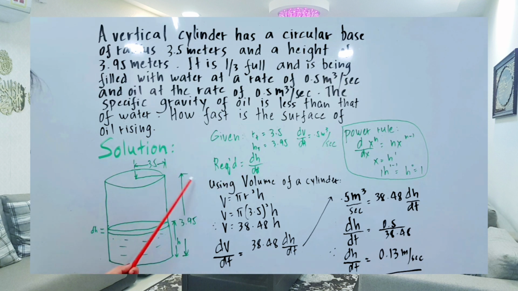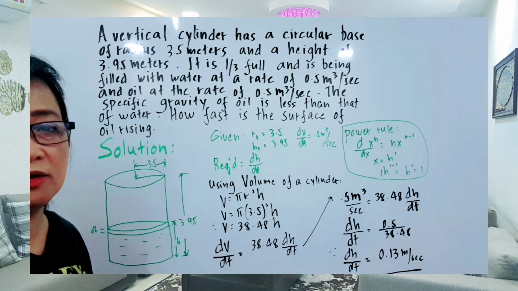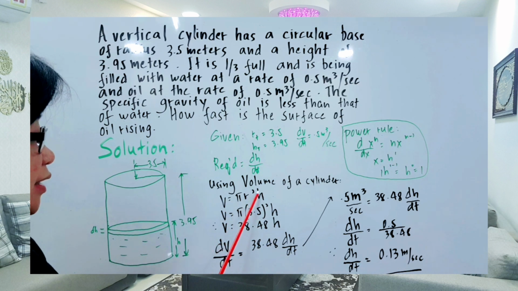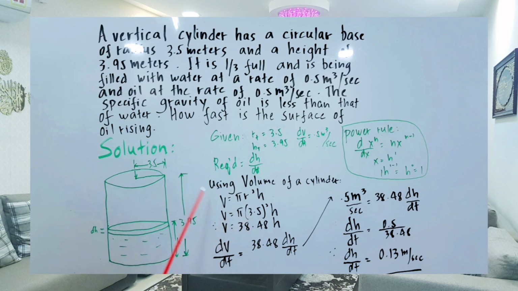So, of course, to solve this one, we have to use the volume of a cylinder, which is equal to pi r squared h. Now, of course, the water and the oil are in a cylindrical shape because they are inside the cylinder. So the radius is the same as this one. The radius of this is the same as the one up, 3.5 meters squared times the height. So volume therefore is 38.48 h. This is the volume here.